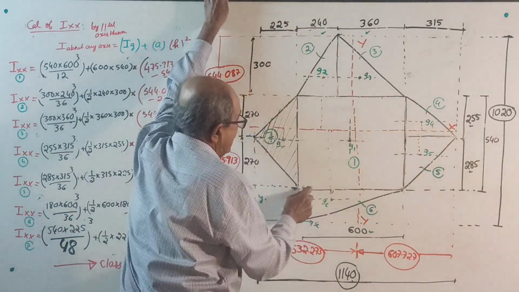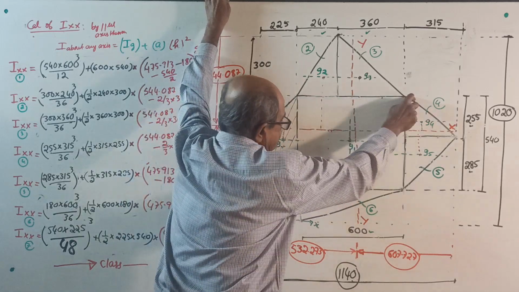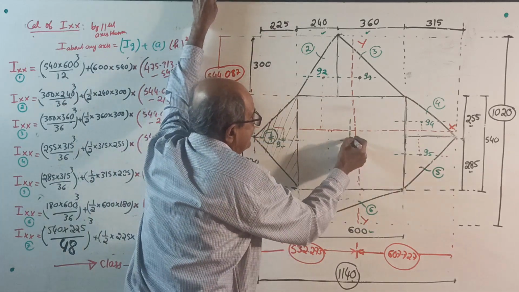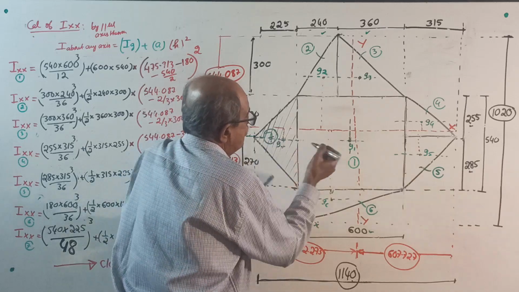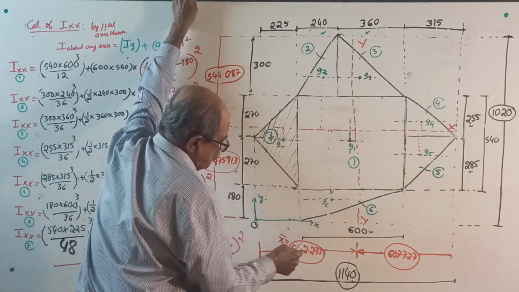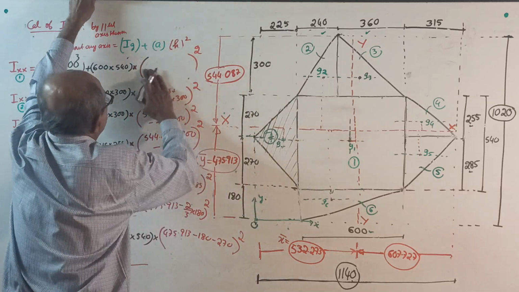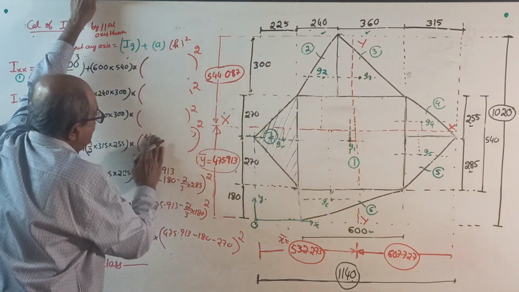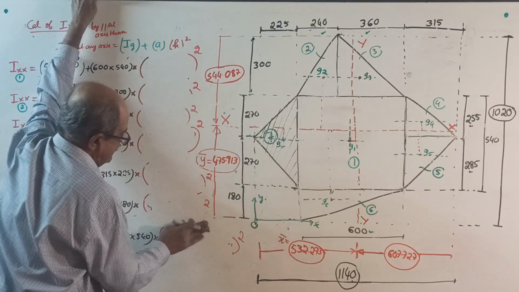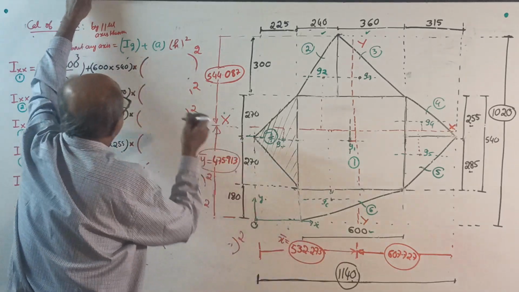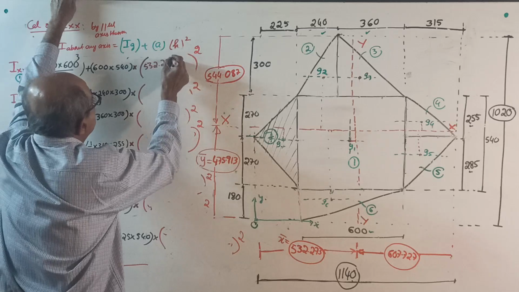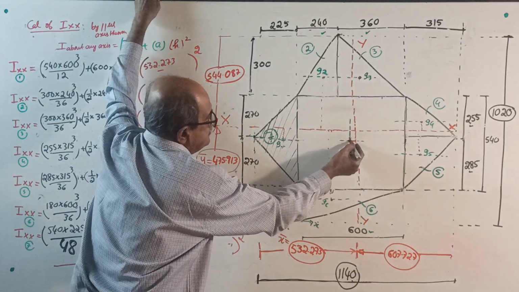For this axis, parallel side, 540 into 600 cube by 12 plus area into, see, now this distance square. It is from G1 to here, this distance square. That distance square is 532.2. So this I have to remove. I forgot to remove this one, it is the previous one. I forgot to change it. And how much is it? 532.273. See, I am writing in front of you, 532.273.